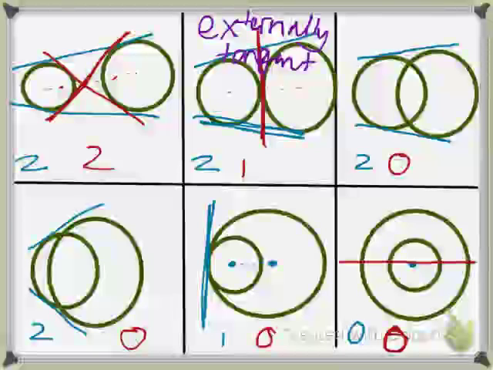What about then internally tangent? Bottom middle. They are still tangent to each other, but one of them is inside of the other one. So they are internally tangent.